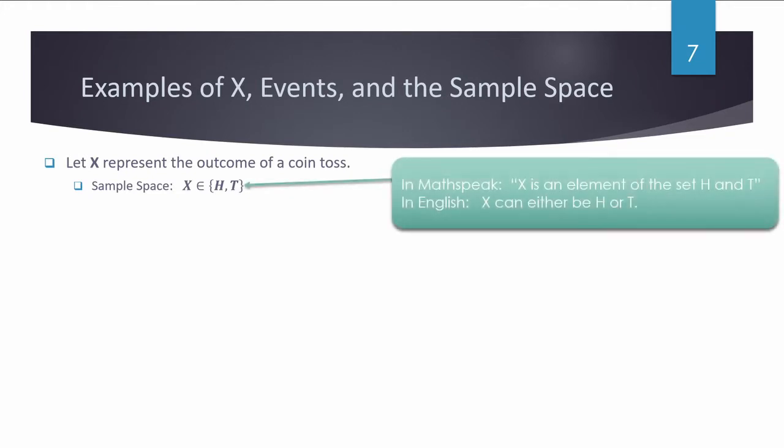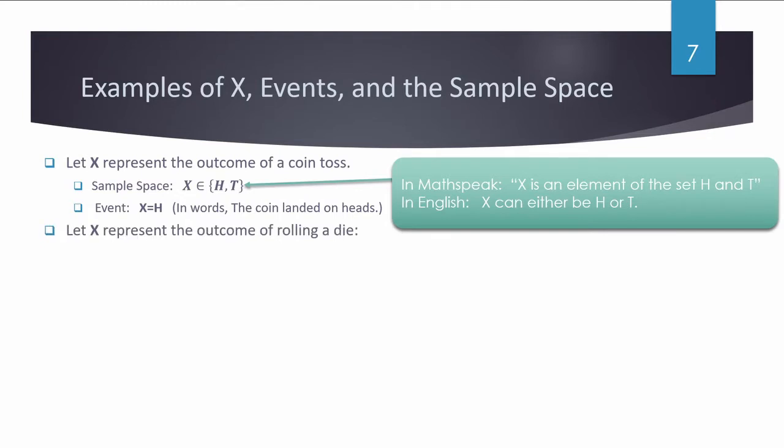The way we're going to read this is that x is an element of the set. This little symbol here means an element of, and these curly brackets are telling us that they're the set of possible outcomes. X is an element of the set H or T. In English, this just says x can either be H or T. One possible event here is x is equal to H. Again, in words, we would say the coin landed heads. So we might be interested in understanding the outcome of this coin toss, and we might say, what is the probability of observing a head? This would be P of x equals H.